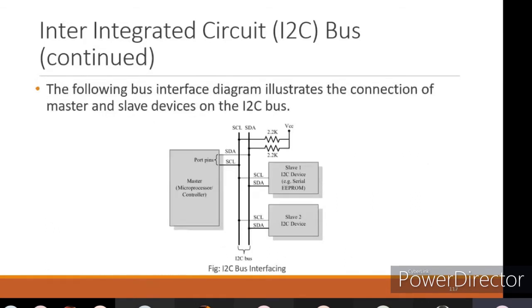You can see that here. Whenever, one second, I'm getting a call, one second.